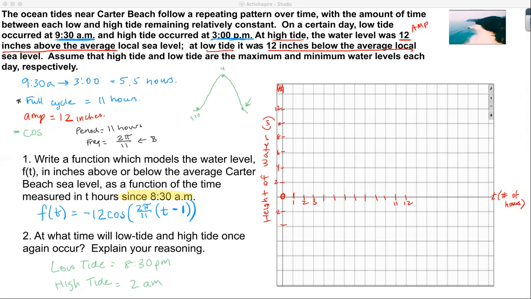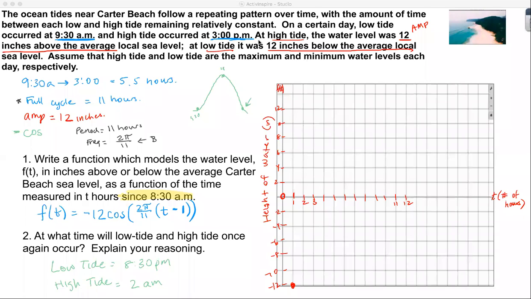straight from the problem. You can look at the equation too, of course, but you have this information from the problem already as well. So again, I know that 1 hour after 8:30, at 9:30 a.m., my height of the water is going to be at negative 12. So I know there's going to be a point down here. And I also know that at 3 p.m., my height's going to be 12 inches, positive 12.